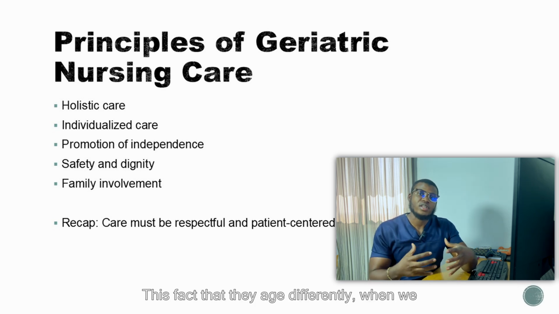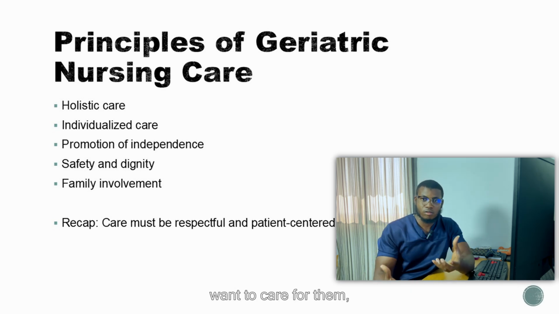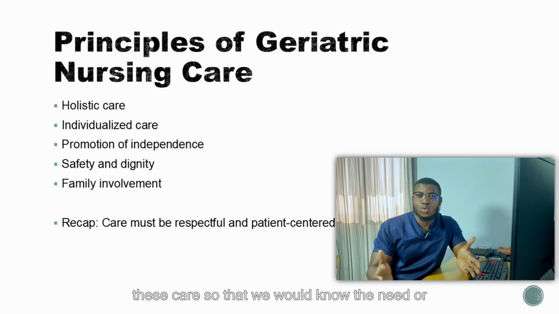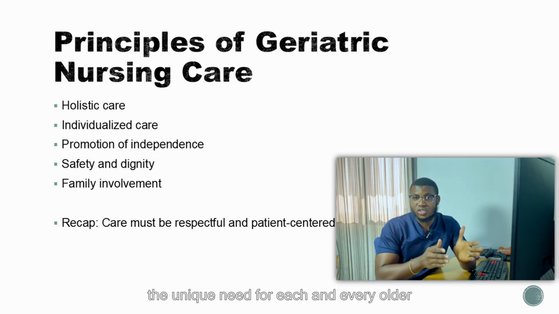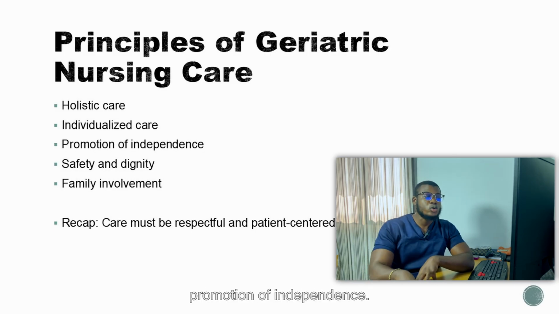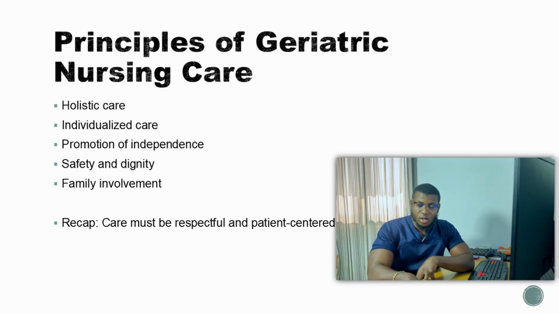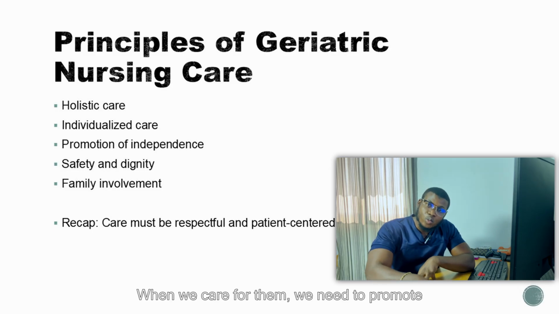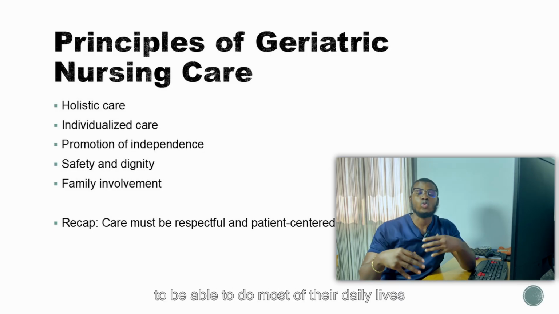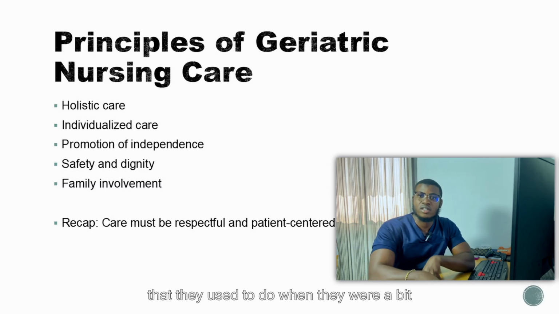This fact that they age differently, when we want to care for them, we need to individualize this care so that we would know the unique need for each and every older adult. Another principle here is promotion of independence. When we care for them, we need to promote their ability to be independent, to do most of their daily lives that they used to do when they were a bit younger.